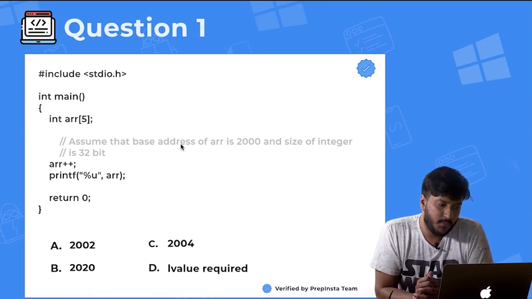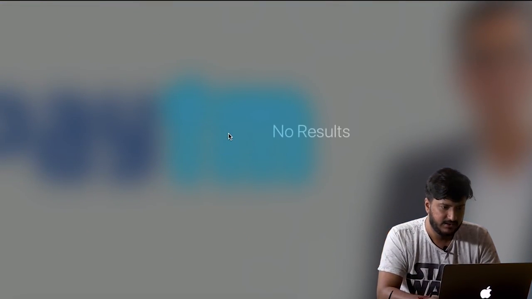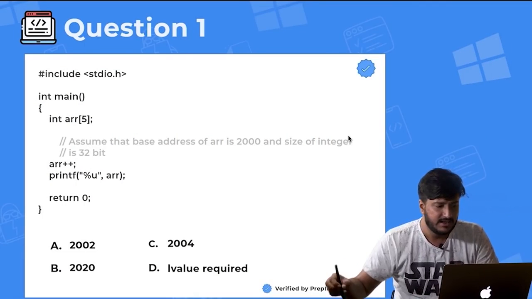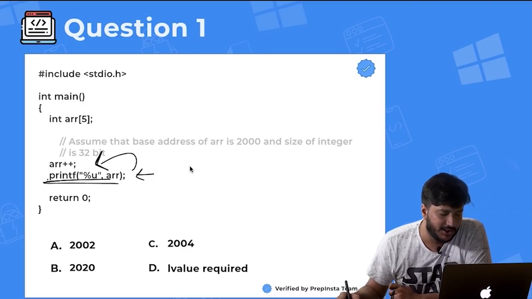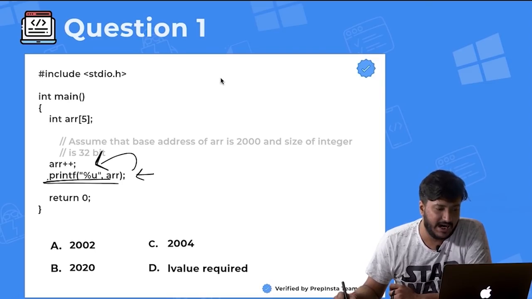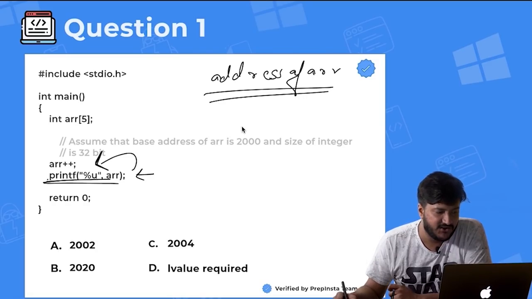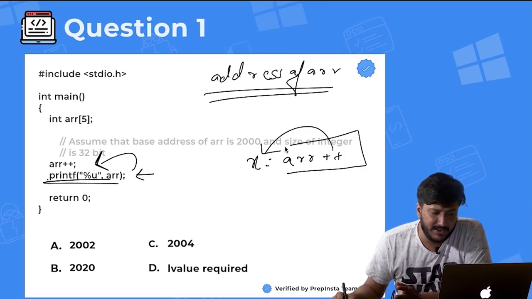Now when we try to solve this particular question, there are errors that we encounter. So there are a few errors. The first error that we encounter here is that this particular part of the statement would cause an error. The reason is that you are trying to increment the address of the array. If, let's say, I said x equals arr++, in that case maybe it would have been fine. But I am trying to increment the address of the array.